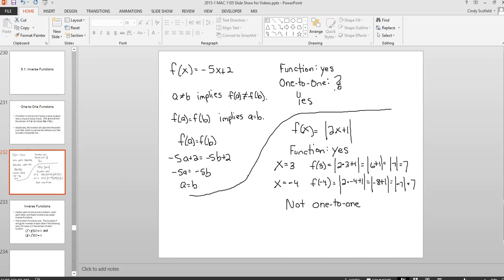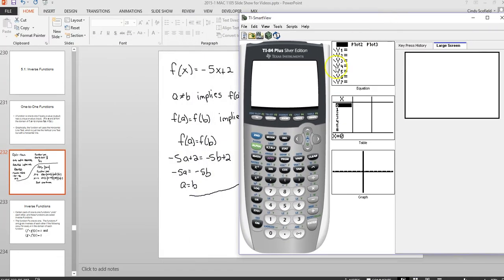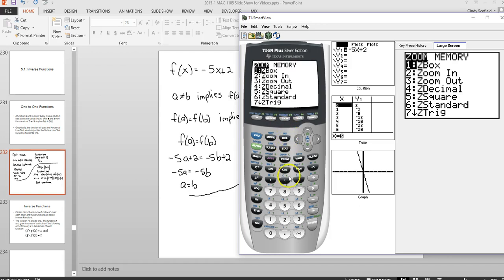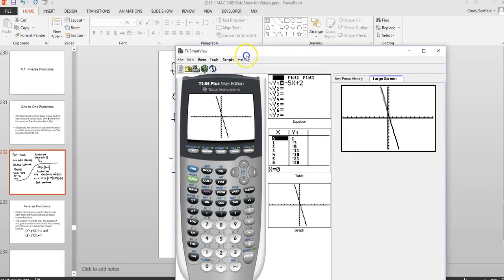Okay. And again, you can also look at the graph and decide if it passes the horizontal line test or not. All right, let me pull up my graphing calculator here. Let's put in f of x equals -5x plus 2 first. Let's hit graph. And there's the line. Slope's -5, y-intercept is at 2. Actually, let me go ahead and just do a standard window there so you can see the y-intercept at 2. This passes the vertical line test, passes the horizontal line test. So this is a function and it's one-to-one.